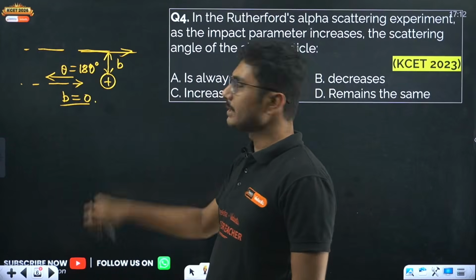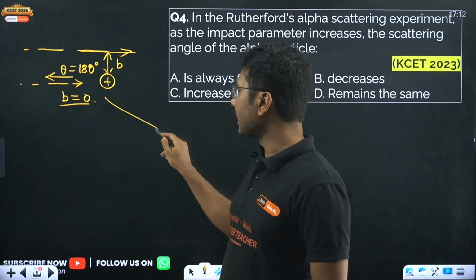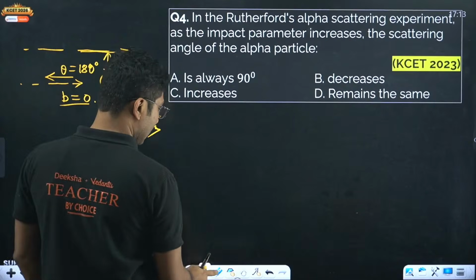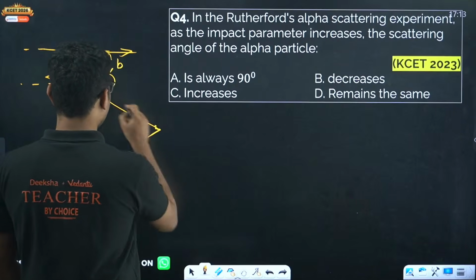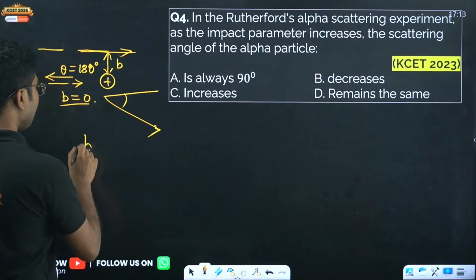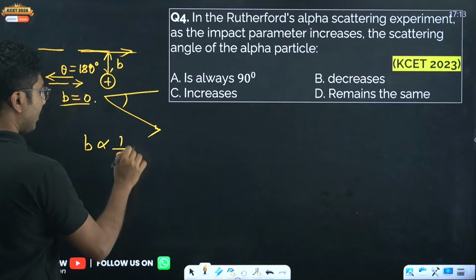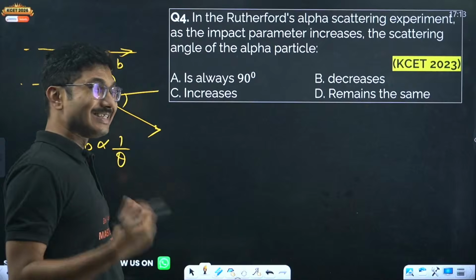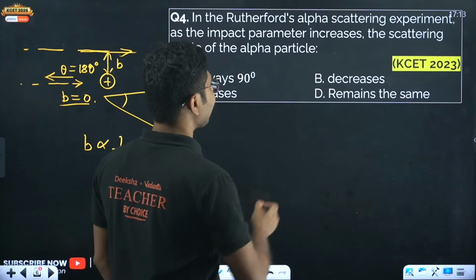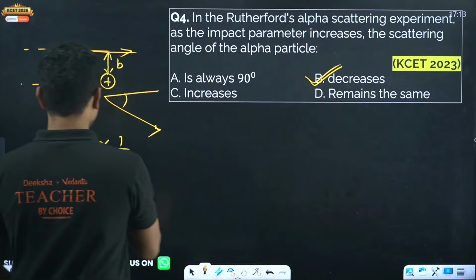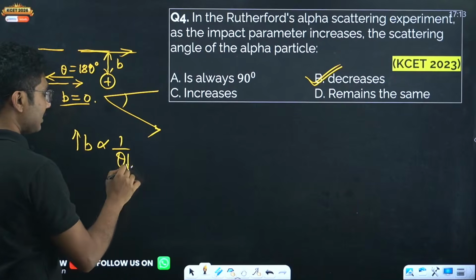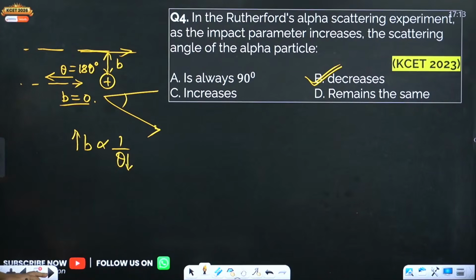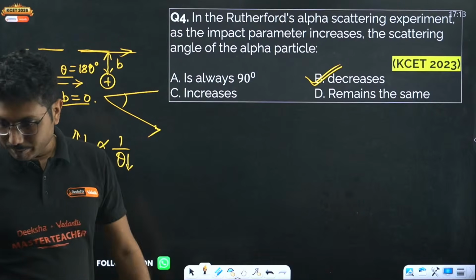If the impact parameter is slightly more than 0, then it will scatter like this, so the angle of scattering will be smaller. So smaller the impact parameter, higher will be the angle of scattering. So impact parameter is inversely proportional to angle of scattering. If you increase the impact parameter, the angle of scattering decreases. If you increase the impact parameter, then theta must decrease. If you increase one quantity, the other quantity will decrease because their relationship is inversely proportional. So option B is correct.